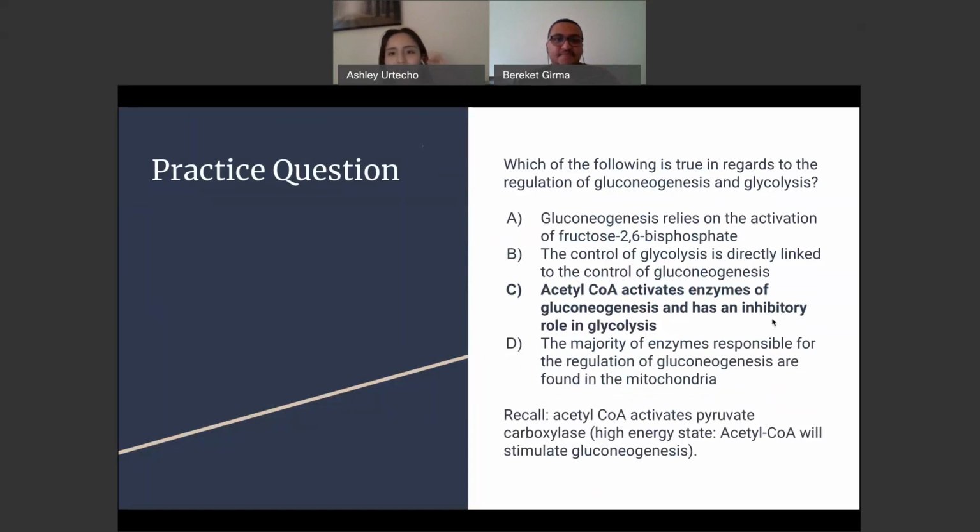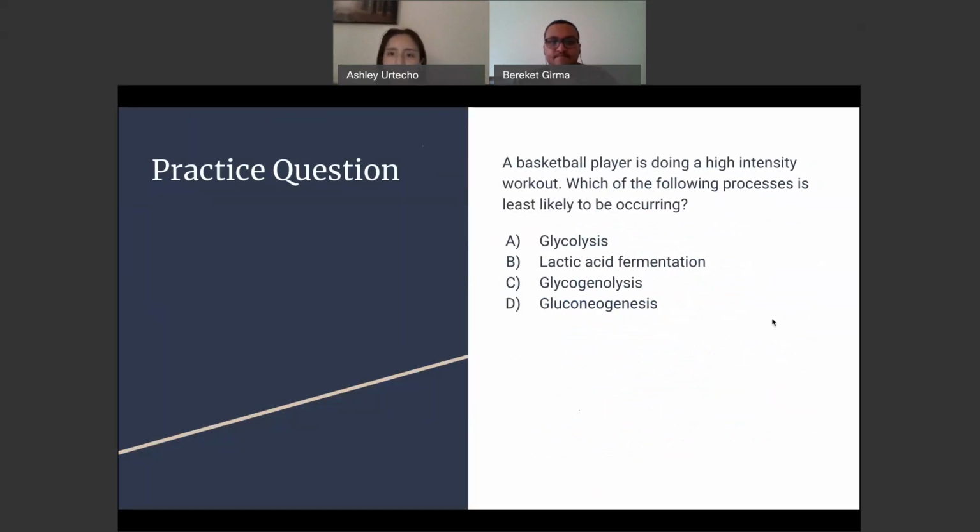Okay, thanks. So a basketball player is doing a high intensity workout. Which of the following processes is least likely to be occurring?